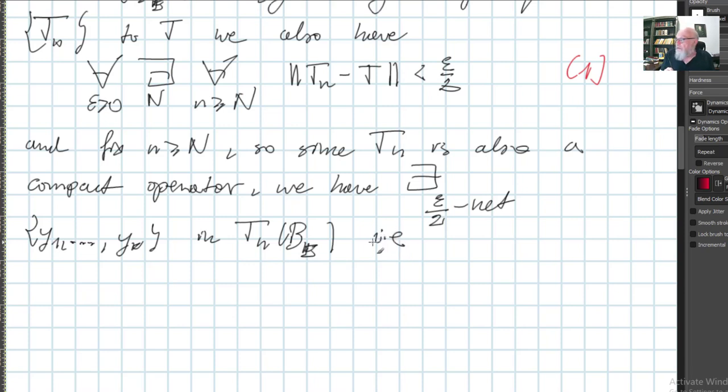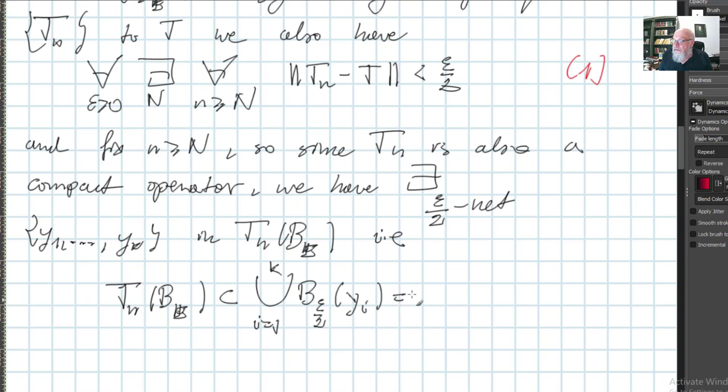That means in particular that T(B_E) is contained in the union over i equals 1 to k of the ε/2 ball centered at the point y_i. And that one, of course, you can write it down. So let's denote this set simply as my finite set N. So this is a finite set N, so we can rewrite it, and we can notice the following.